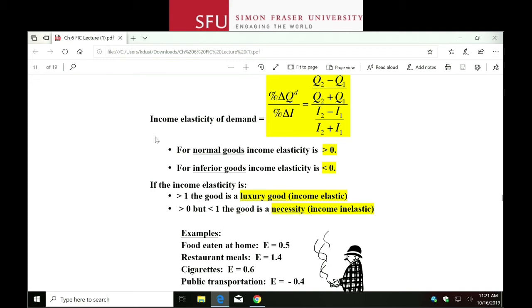Okay, so here are some examples. So food eaten at home, obviously a necessity. Restaurant meals, not a necessity. That would be a luxury. Cigarettes, it's kind of like a necessity like coffee would be, right? Like biologically it's not necessary, but once you're used to it, you're kind of dependent on it. Public transportation, inferior good for most people.